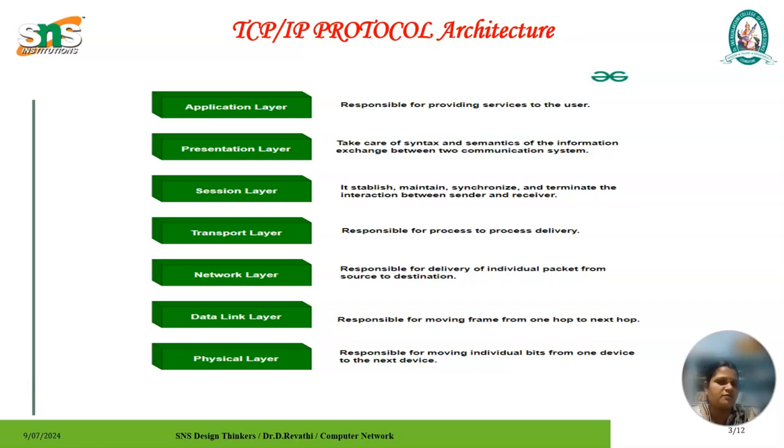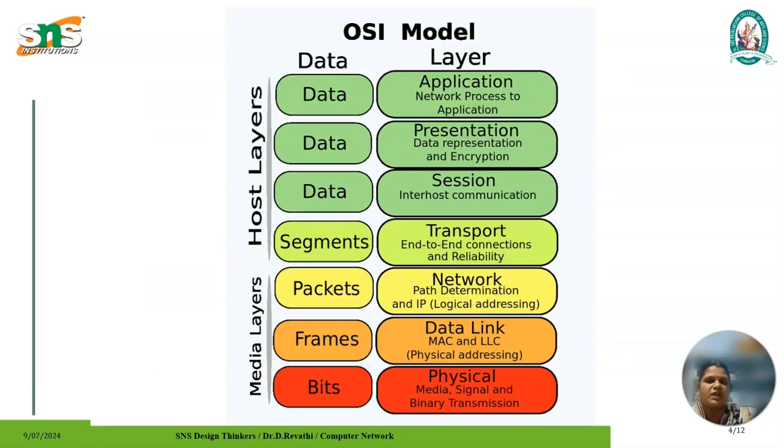And the network layer is responsible for delivering individual packets from source to the destination. Whereas the data link layer is responsible for moving frames from one hop to the next hop. We have seen all these 5 layers in TCP/IP also, and only 2 layers, that is the presentation layer and session layer, are not in TCP/IP, because TCP/IP contains only 5 layers, but in OSI we have 7 layers. Next is the physical layer, which is responsible for moving individual bits from one device to the next device.